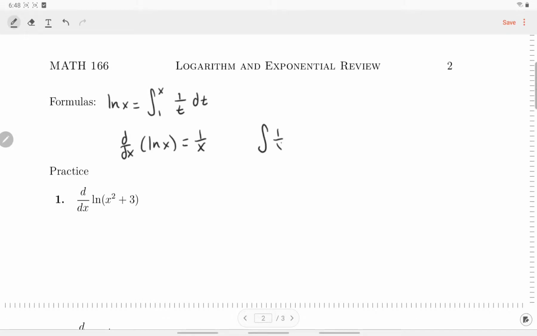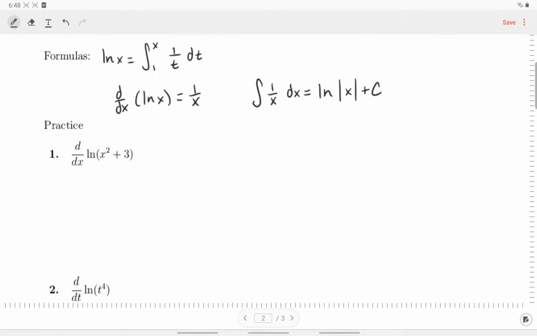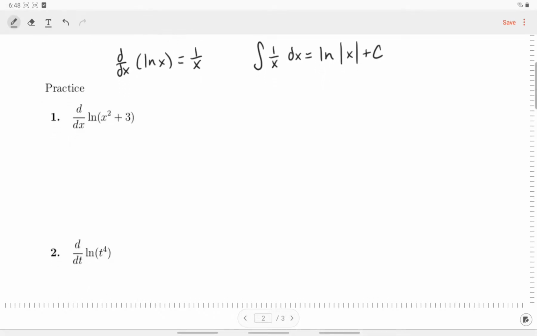And the integral of 1 over x dx, you may remember the formula from Calculus 1, is natural log absolute value of x plus c. Hopefully your Calculus 1 teacher explains where that absolute value comes from. It's kind of cool, but we're just going to use it today. All right, so let's practice.